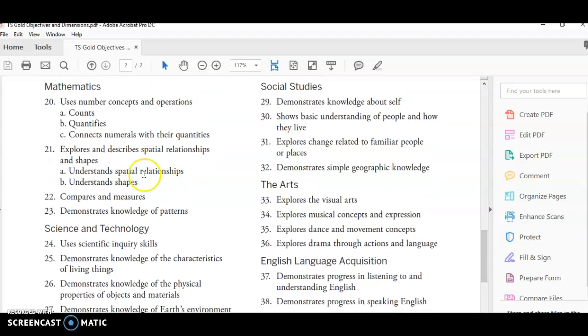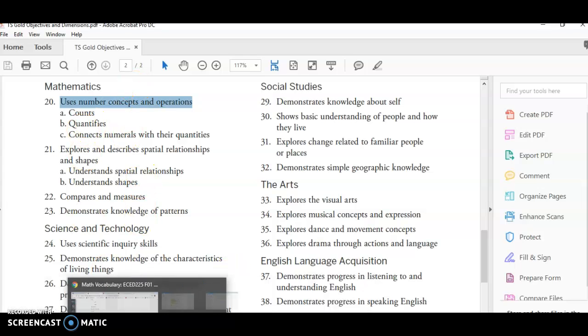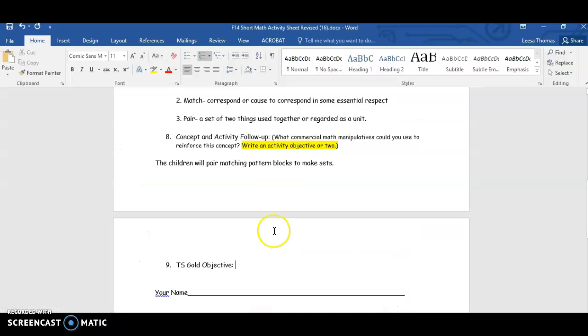And here I'm at the math section, uses numbers and concepts and operations. There's not really counts, quantifies, connects numerals with their quantities. I don't know about that. Compares and measures, demonstrates knowledge of patterns, understands shapes. I'm going to say this doesn't quite fit, but I'm going to stretch. I'm going to stretch and say that 20, uses number concepts and operations, is all we have. There's not a dimension that fits, but numbers, concepts, and operations is what I'm going to type into my document. Which is 20.